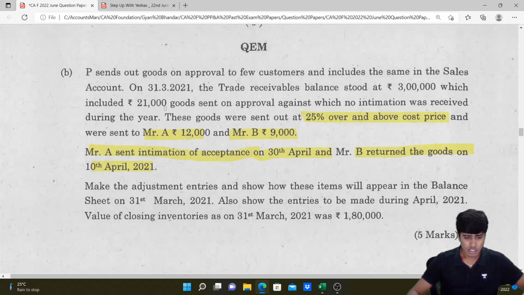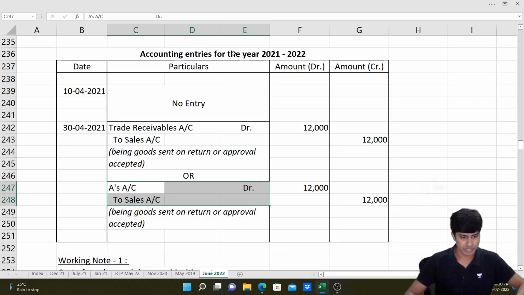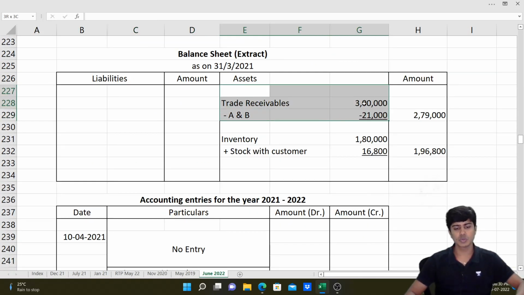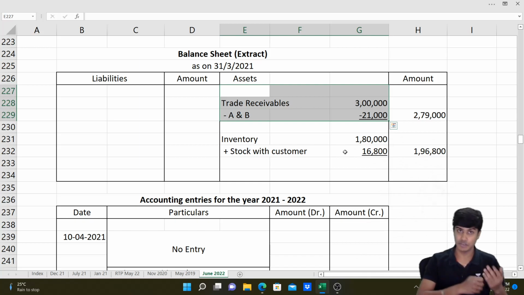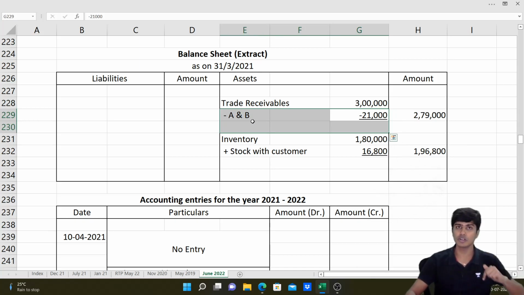We just saw that. Show how this will appear in balance sheet. Simple. Our debtors is 3 lakh. In that 3 lakh we'll eliminate 21,000. As on that date when we prepare balance sheet, it will look like this. 3 lakh rupees is total trade receivables, but A and B 21,000 we might not receive because they have an option to return goods. I'll reverse it. And if I deduct 21,000 of debtors, that means that 21,000 stock belongs to me at cost though.